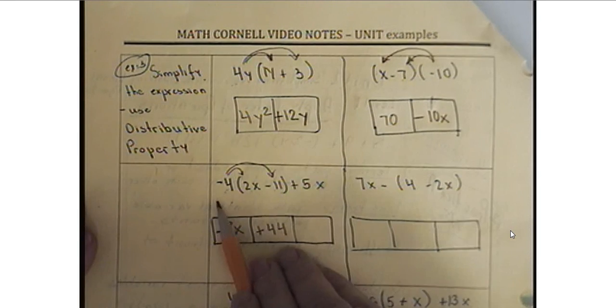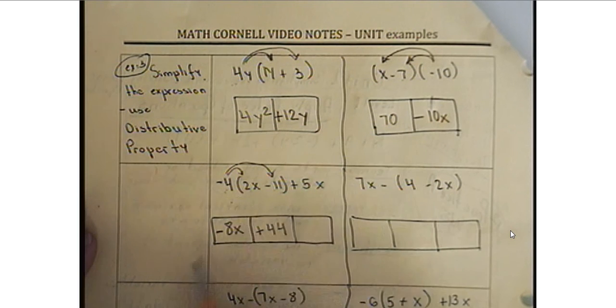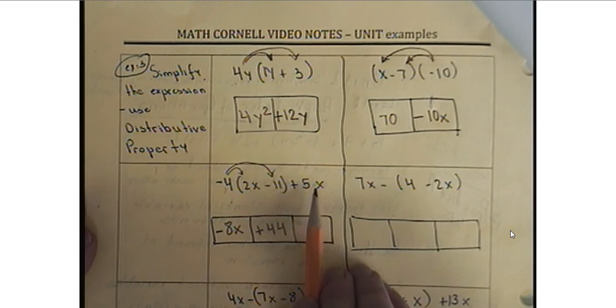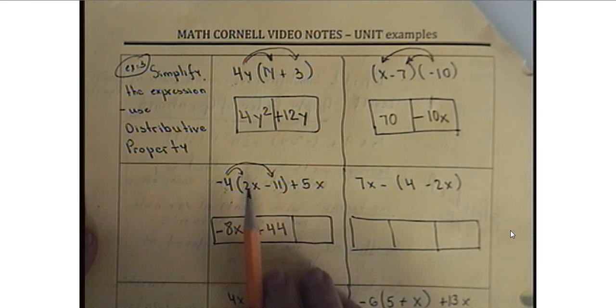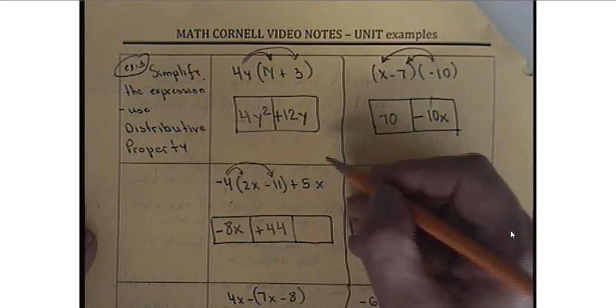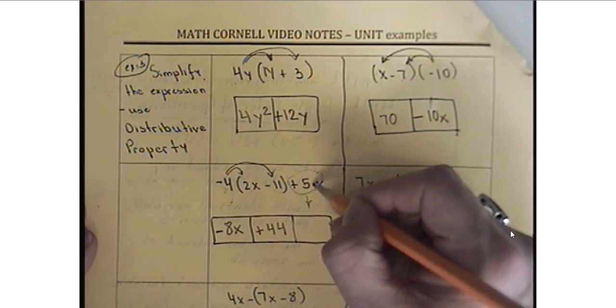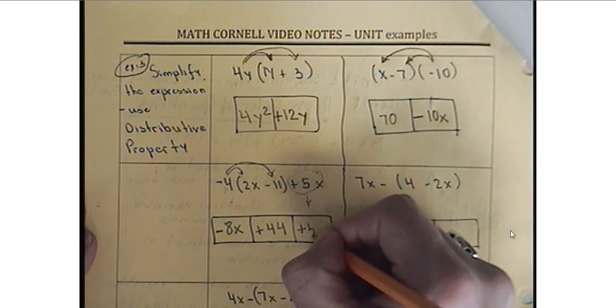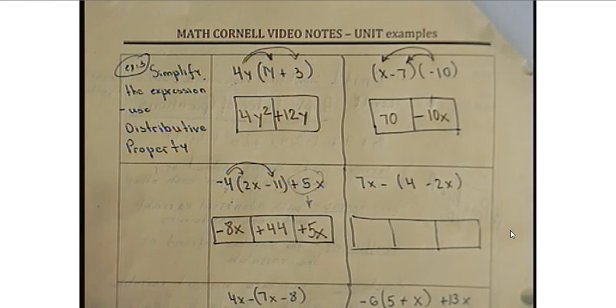Negative 4, there is no other variable, so we don't multiply negative 4 with the number outside of the parentheses. We're done with the distributive property. What we're going to do, we just need to drop this term and write it down here, plus 5x. So we have negative 8x plus 44 plus 5x, and we want to combine those.